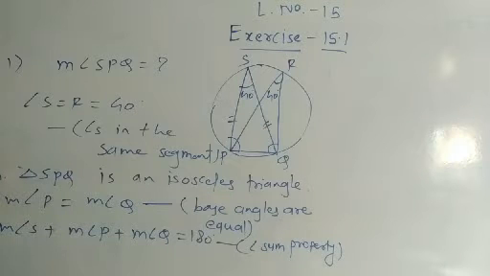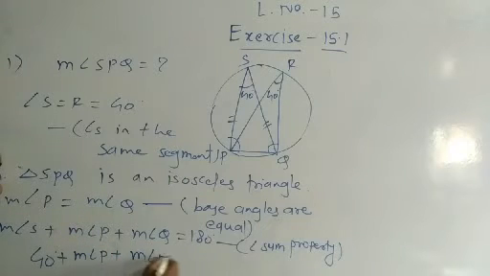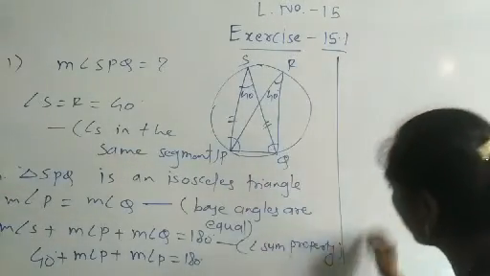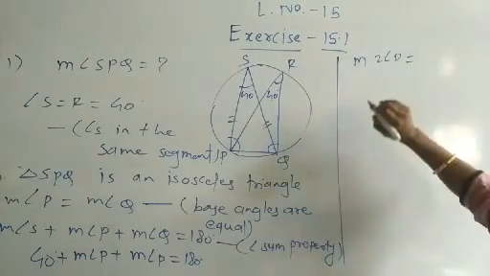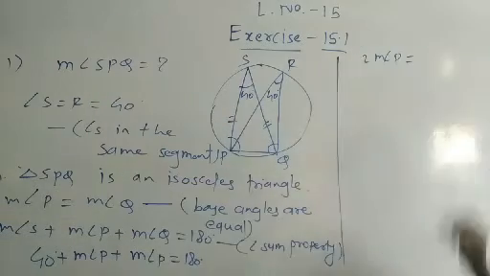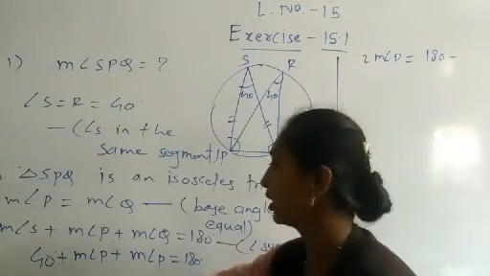And now what is angle S? Angle S is 40 degrees, plus measure angle P plus measure angle Q. In place of measure angle Q you can take measure angle P. Now change the side of this 40 degrees, and angle P plus angle P is equal to 2 measure angle P. So 180 degrees minus 40 degrees.